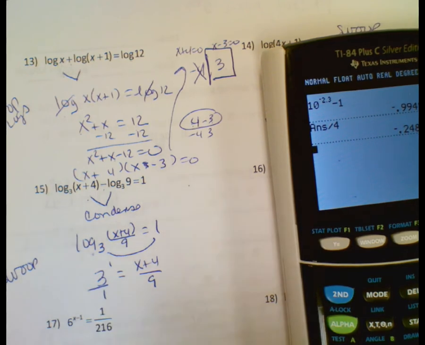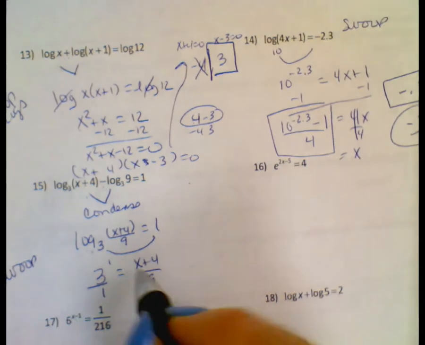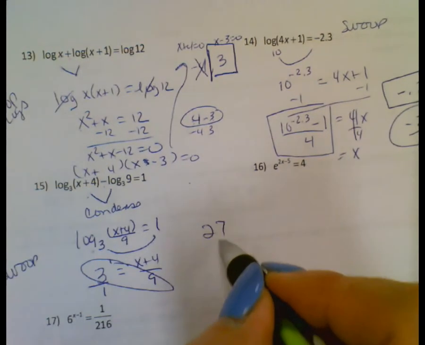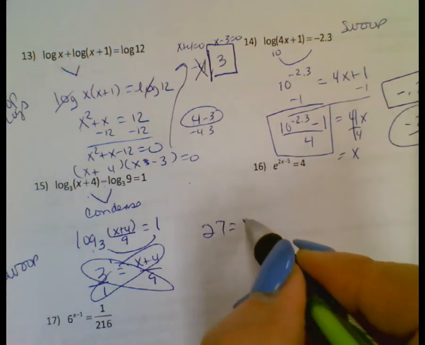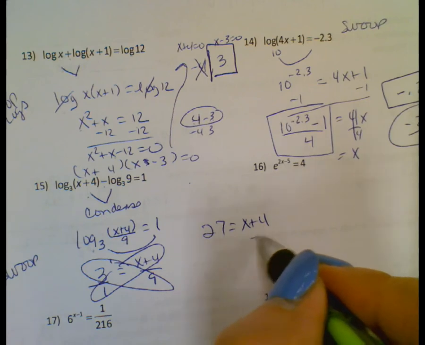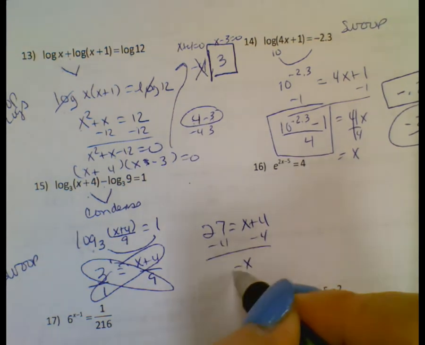Now, this is over 1. So we're going to cross multiply. This is 27 equals x plus 4. And then if you subtract 4, you get x equals 23.